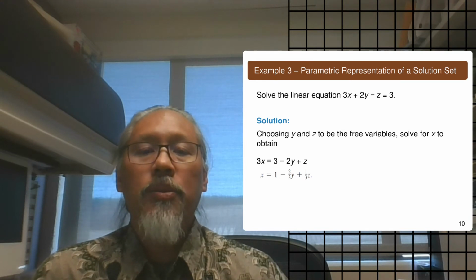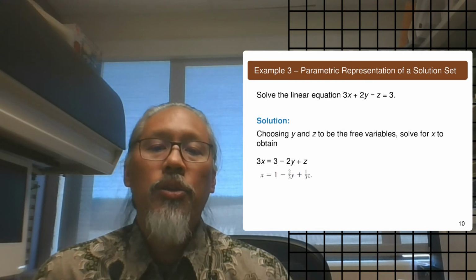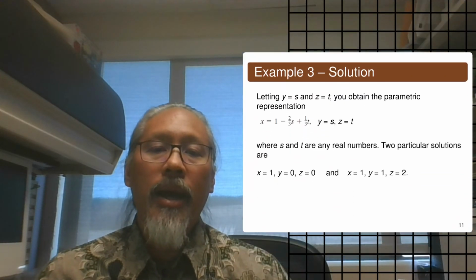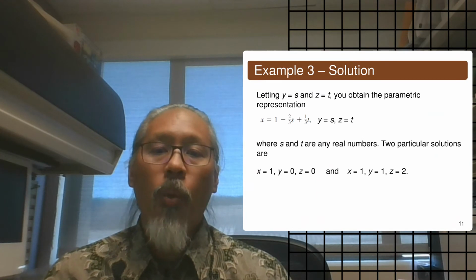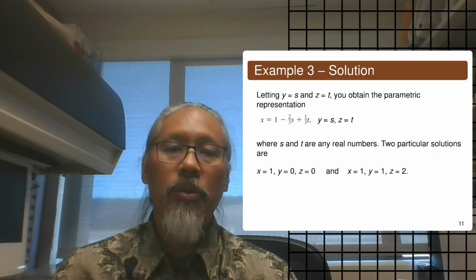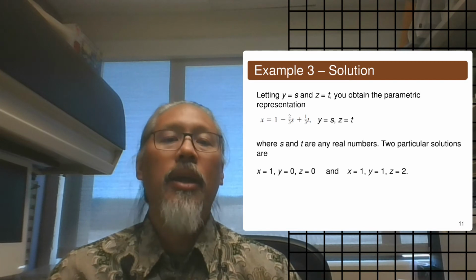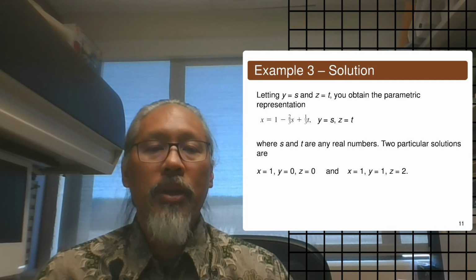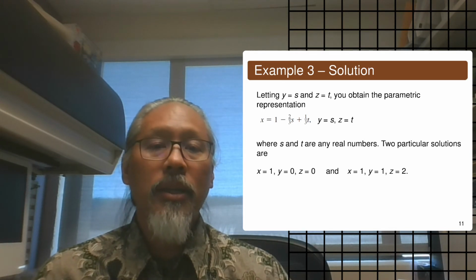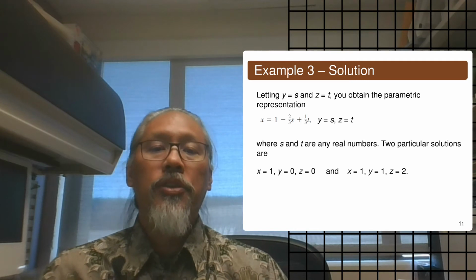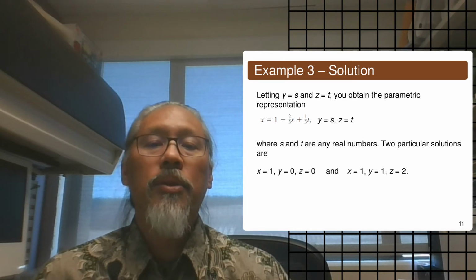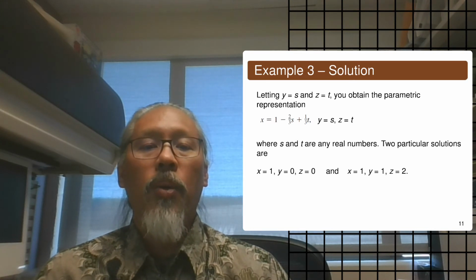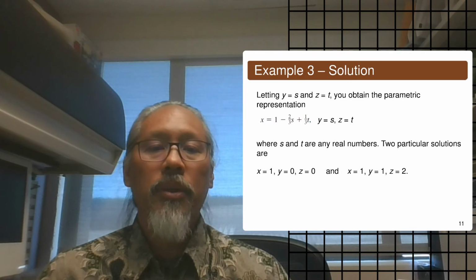So if we solve for x, we're going to get x = 1 - 2/3 y + 1/3 z. Now what we're going to do with that is we're going to let y, one of the free variables, equal one parameter, we'll call s, and we're going to let z equal another parameter, we'll call it t. And so your solution set would be x = 1 - 2/3 s + 1/3 t, where y = s and z = t.